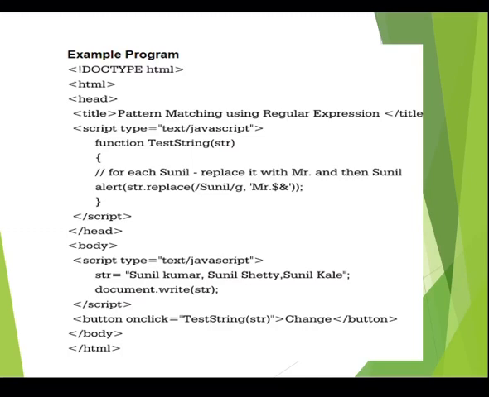Okay. Close the script tag, close head, open body tag, script, open the script tag. Then your string is in double quote Sunil Kumar, Sunil Shetty, Sunil Kar. So document.write str. Okay. Then you are taking one button, onclick is equal to testString and button name is change. Okay. So on click of that button, the Sunil will be replaced with Mr. Sunil. Okay. For its every occurrence.